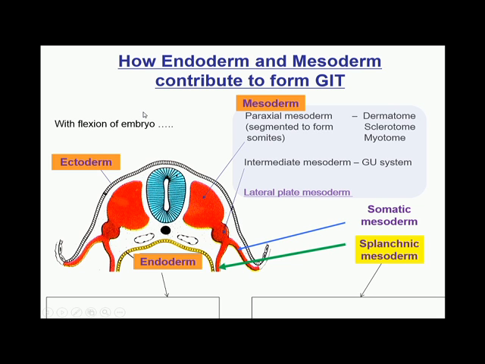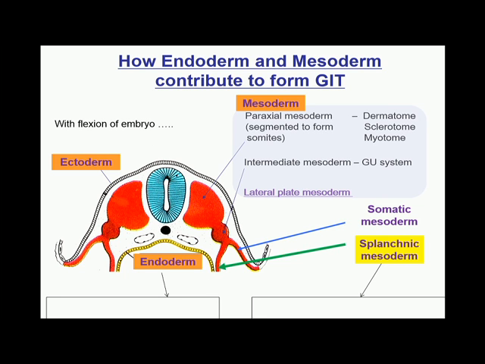Right, so this is a diagram that I hope you are familiar with. Just at the end of the third week of intrauterine life, after flexion, or the flexion has started now. So the layers of the tissues: ectoderm, the neural tube, the mesoderm in red color, and the endoderm. Those are the three basic tissue layers.